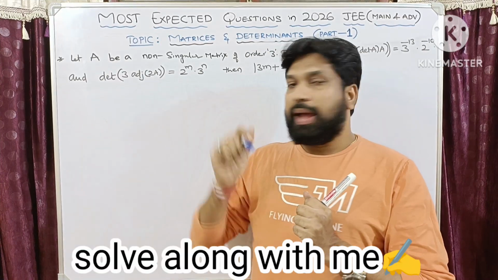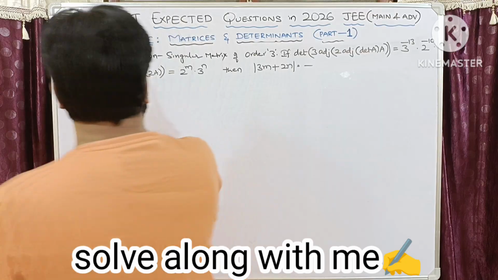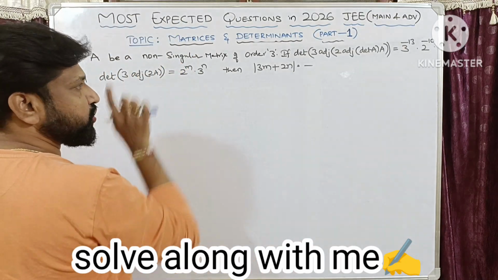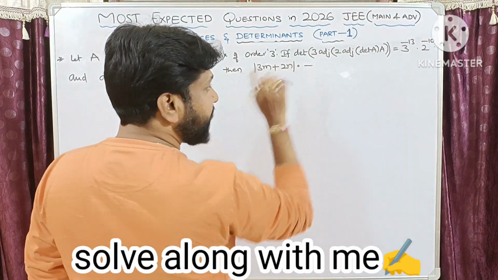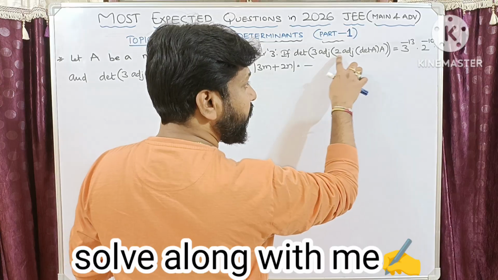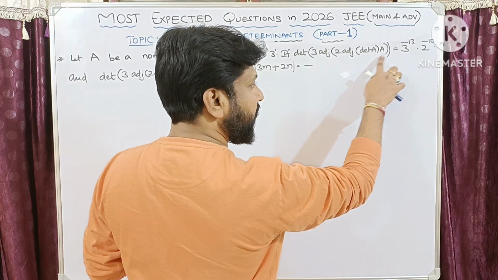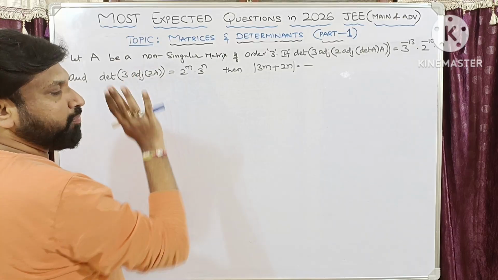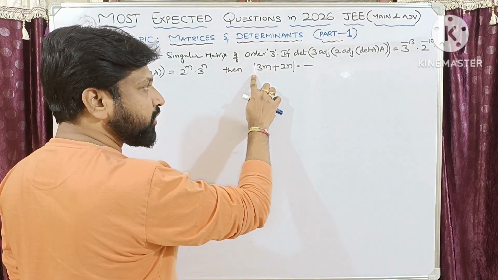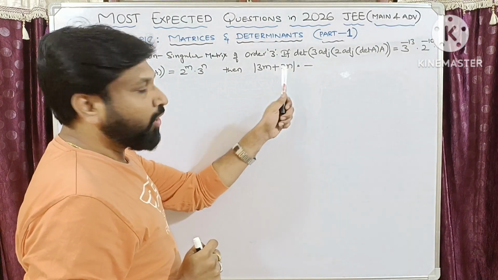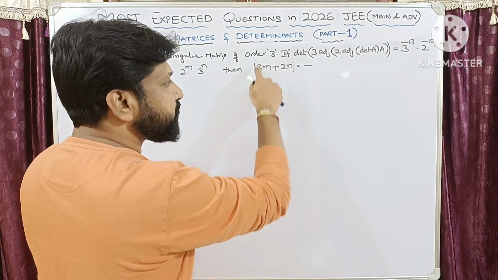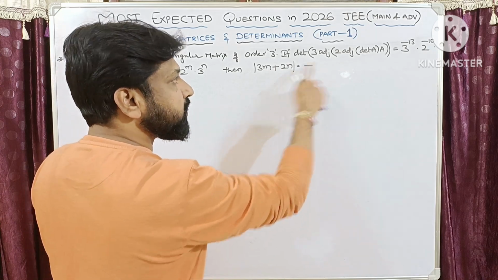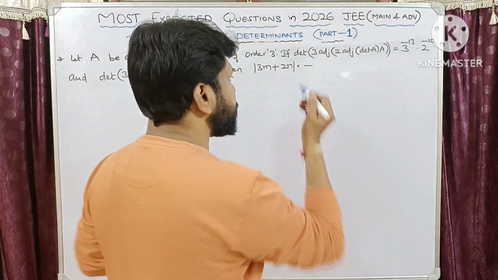I'm going to solve this question. Look carefully. Let A be a non-singular matrix, meaning det A is not equal to 0, of order 3. If the determinant of 3 adjoint of 2 adjoint of det A into A is equal to something given, and the determinant of 3 adjoint of 2A is given as 2 power m, 3 power n, then they are asking the modulus of 3m plus 2n. Meaning m and n, two values you are going to simplify, then substitute, you get the answer. For 2 unknowns, they have given 2 equations. If you solve those 2 equations, you will get the answer.